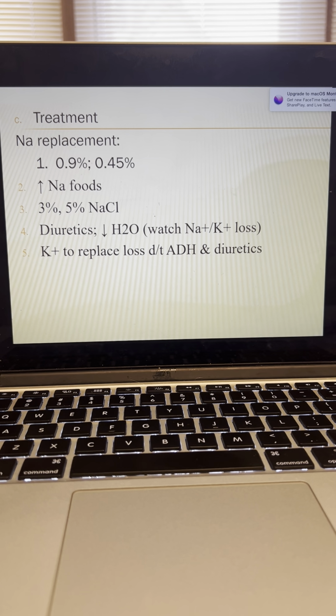Diuretics decrease some of the water, but remember where water goes, so does sodium and potassium. So you do have to watch that you don't have too much of a loss of that. And then of course, potassium is probably going to be given due to the loss from the antidiuretic hormone and also diuretics.